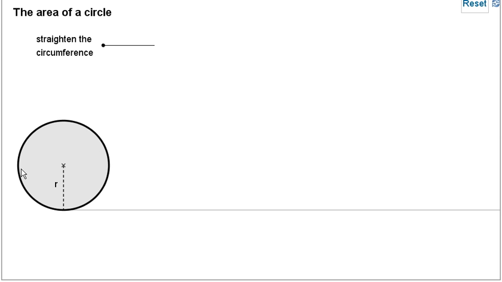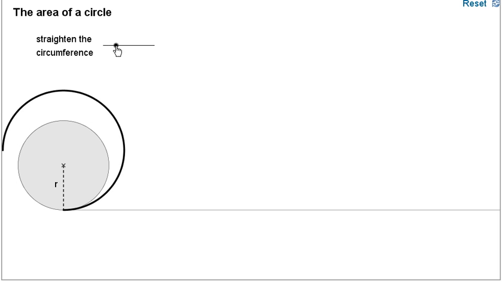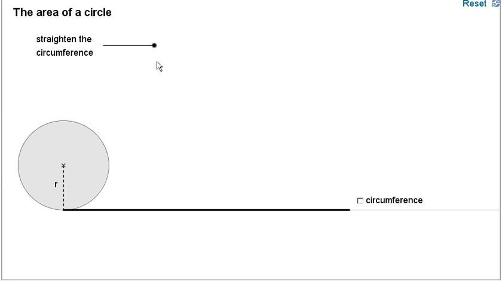The distance around the circle, the circumference, can be found by doing twice the radius times pi. That's 2r pi, or 2 pi r, as it's often referred to. I'm going to go ahead and straighten the circumference out. So let's take a look at that again. Here's the circumference. In this GeoGebra Tube app we can straighten it out into a line, and there's the circumference. Again, it was twice the radius times pi, or 2 pi r.